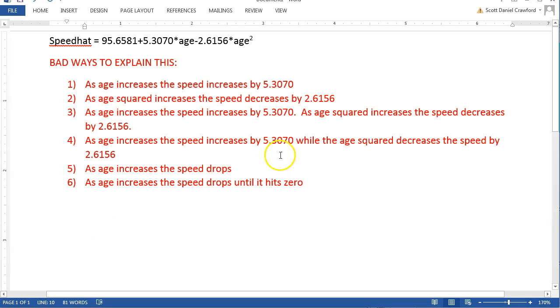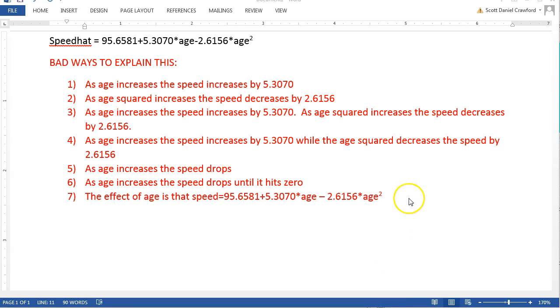And sometimes students will try to talk about, okay, here's where it ends up. That still doesn't tell me how it gets there. That curvature matters. Then there's this one, which is actually a true statement. The effect of age is that speed is related to age with this equation. But unless you're a real math nerd, this equation is going to be hard for you to visualize and understand, and a client is going to want you to explain more than just giving the prediction equation. So what can we do? What are some good ways to describe this?